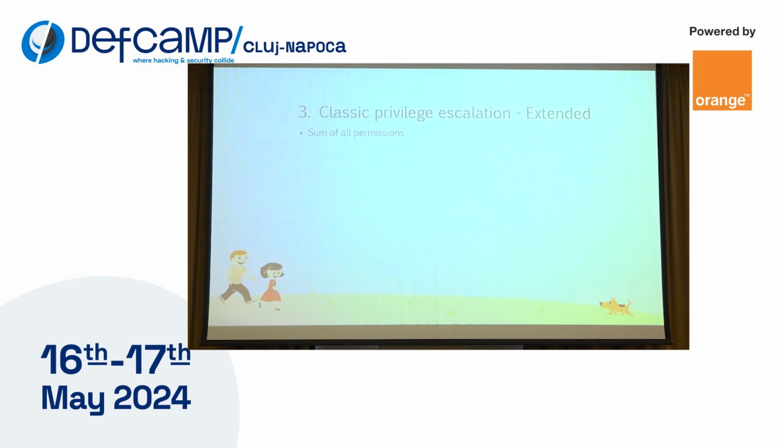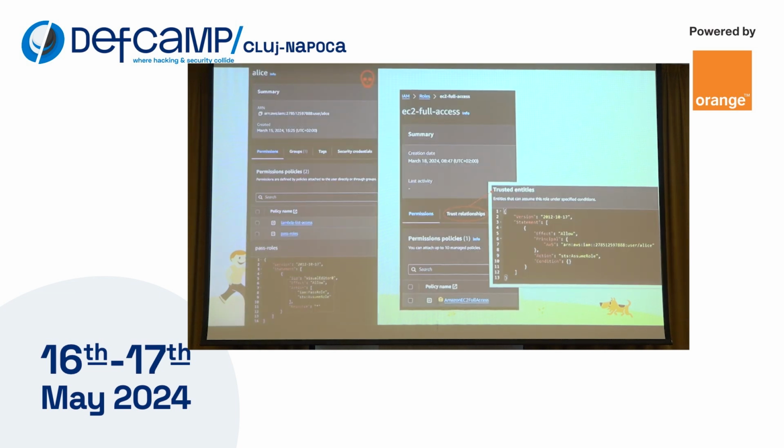Cool. Now, let's go a bit further and extend this idea of classic privilege escalation, because not every privesc vector requires only one permission to execute it. And we have to think about the sum of all the permissions that we have access to. Let's take, for example, this case where we compromise the user, and this user has the permissions to assume any role and pass any role to any resource. And next, we have another role that can be assumed by Alice.